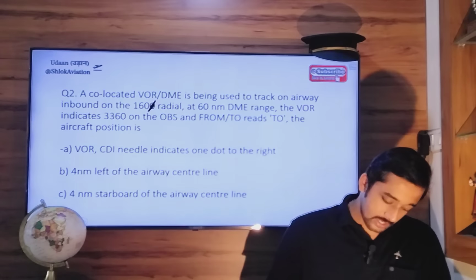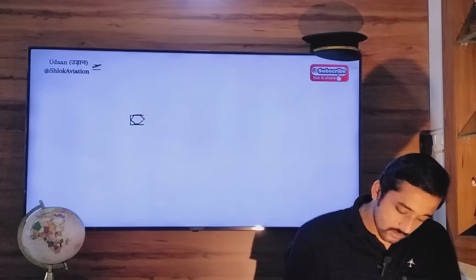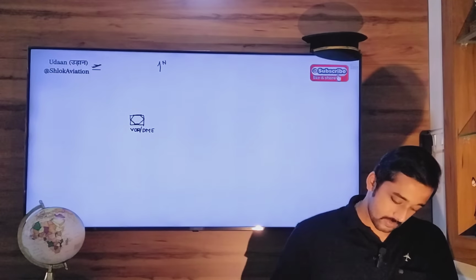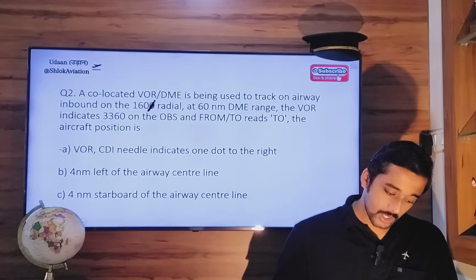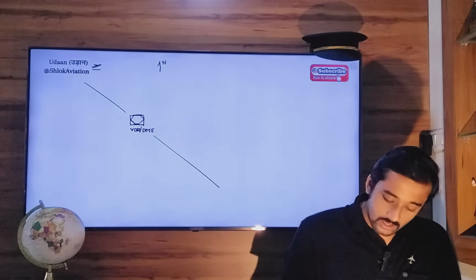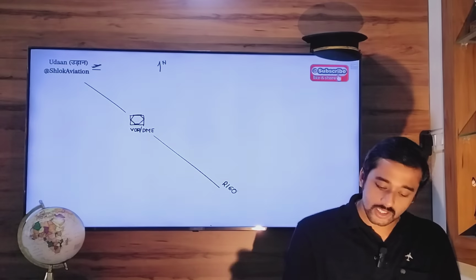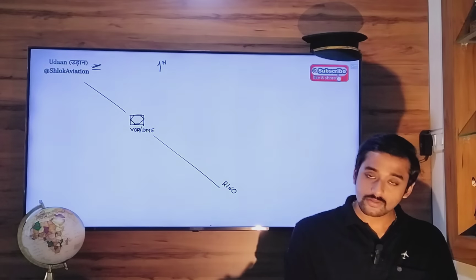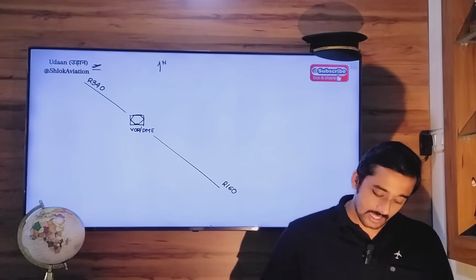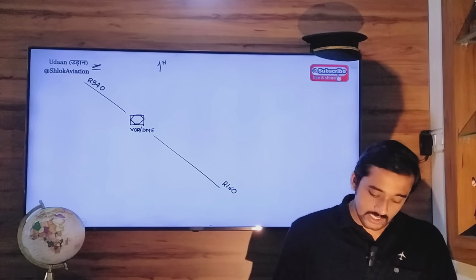So let's draw this. Here is your VOR DME station. This is your north datum and you're tracking the 160 radial inbound. So let's draw two radials. Radial 160, the reciprocal of which is radial 340. Now you're tracking it inbound at 60 nautical mile range.